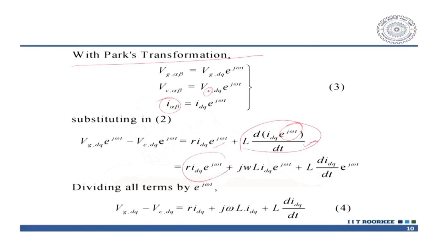I have been asked several times by the students, sir, once you are operating in a dq frame, how do these parameters get preserved, because it looks like DC? But you note that these quantities are essentially time dependent. So, differentiation exists. So, R I dq e to the power j omega t plus j omega L I dq e to the power j omega t plus L d I dq dt times e to the power j omega t. Ultimately, you divide both sides by e to the power j omega t, that is nothing but e to the power j theta. So, you get the equation in the dq frame of reference, that is Vg dq minus Vc dq equals R I dq plus j omega L I dq plus L d I dq by dt. So, this is the equation.